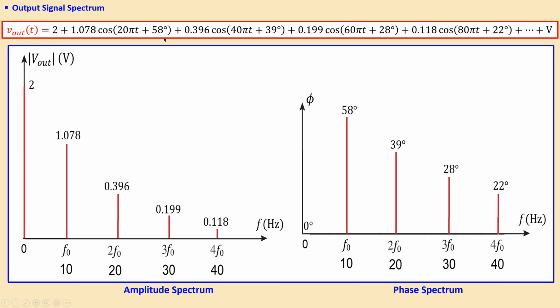If I move on for the first harmonic, which is then 10 Hertz, that is 20 pi radians per second, the amplitude was 1.078, but the associated phase was 58 degrees. And if you move on, you will see the amplitude here will be here. This amplitude for the third harmonic will be here, and this is the fourth harmonic will be here. Again, the phases, you have 58 here, 39 here, 28 here, and 22 there, and that will of course be at the specific frequency. So you have actually a pair of amplitude and phase for each frequency. That is our output signal spectrum.